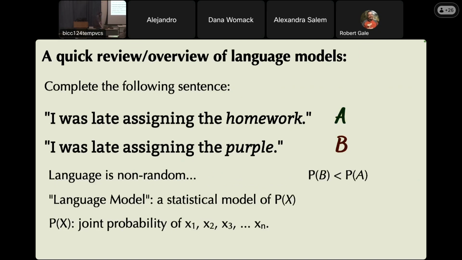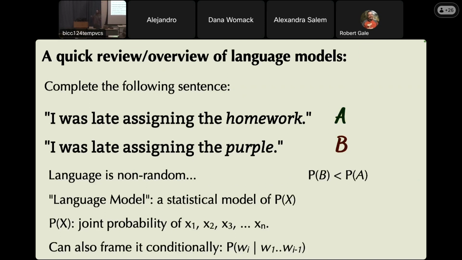As you remember from your probability, we can also frame a joint probability conditionally, right? We can do a conditional probability of a word given its preceding history. Because that can get really long, we'll see P of W given H a lot. That's word given some history.